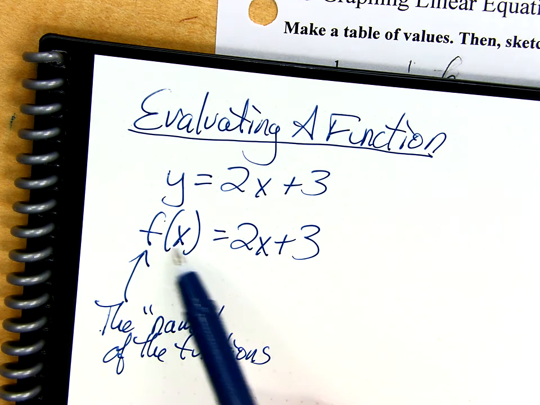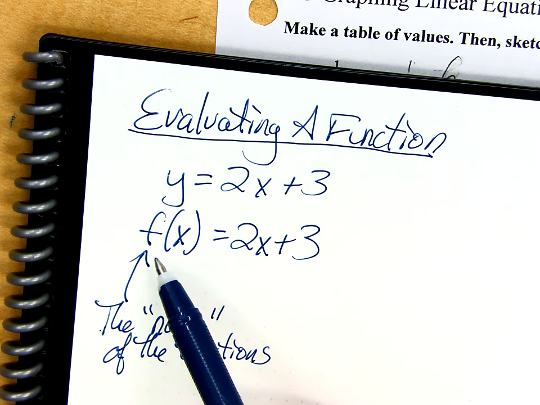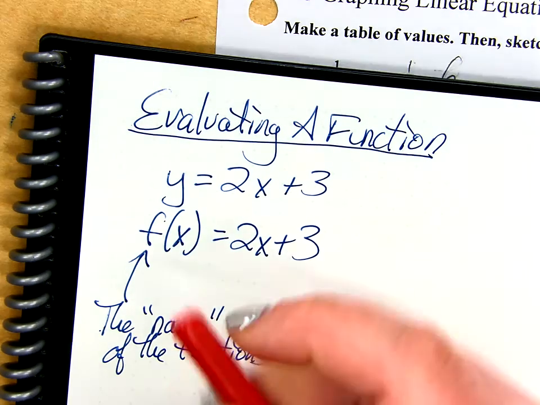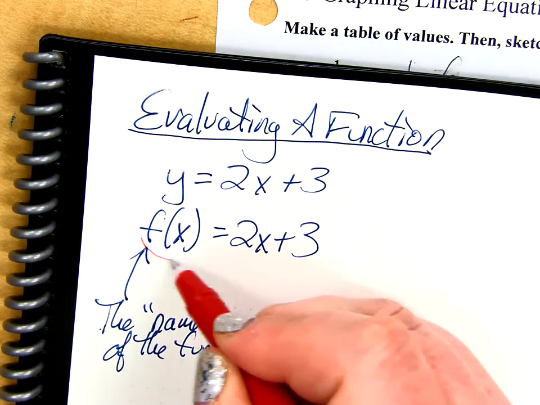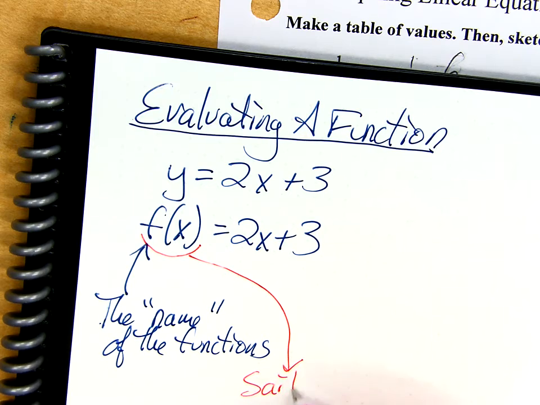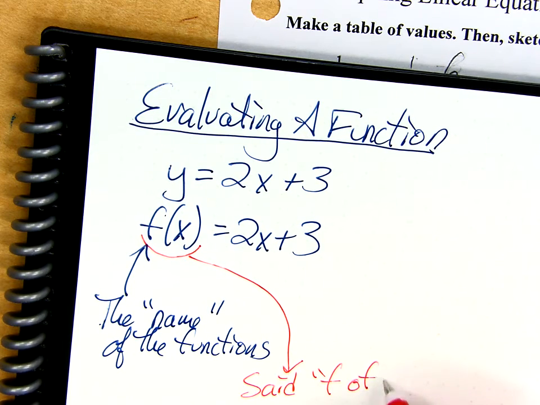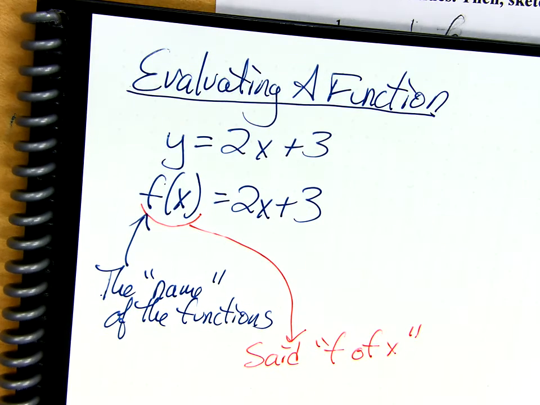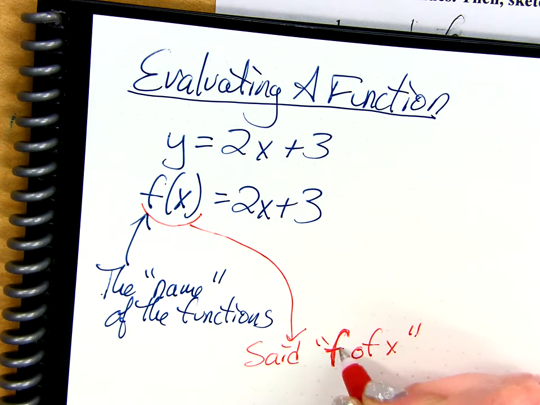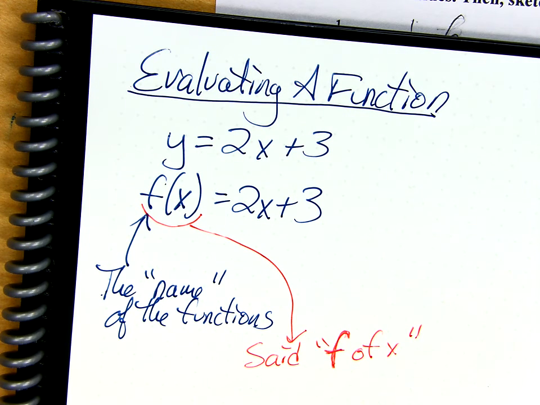And then this thing does not mean f times x, right? The way that you read this out loud is actually "f of x." What? So let me mark that. This whole left-hand side, you would say as f of x. I promise you'll get more used to it the more you see it.